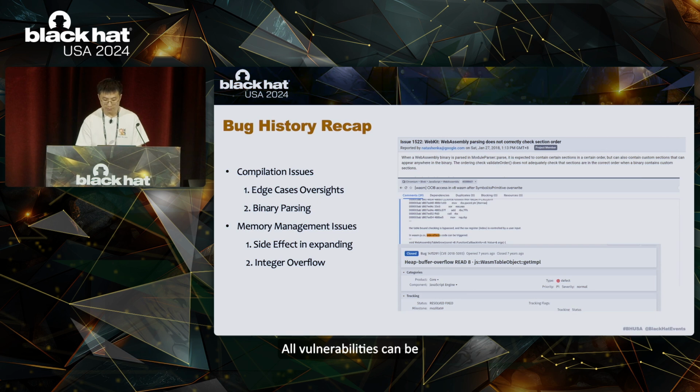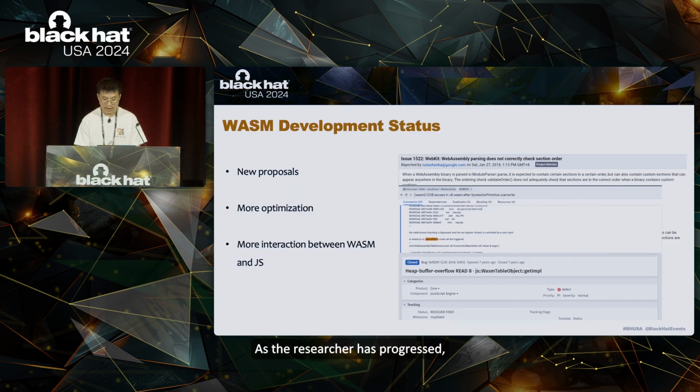All the vulnerabilities can be summarized into two types. One is compilation issues, such as errors in bytecode parsing. The other is missing checks in memory isolation, such as out-of-bounds access when expanding memory, or accessing JavaScript objects mistakenly. As the research has progressed, the old attack surface has been reduced. In the past 2 years, new proposals like WASM garbage collection brought new changes to WASM. This development introduced new issues for WASM.